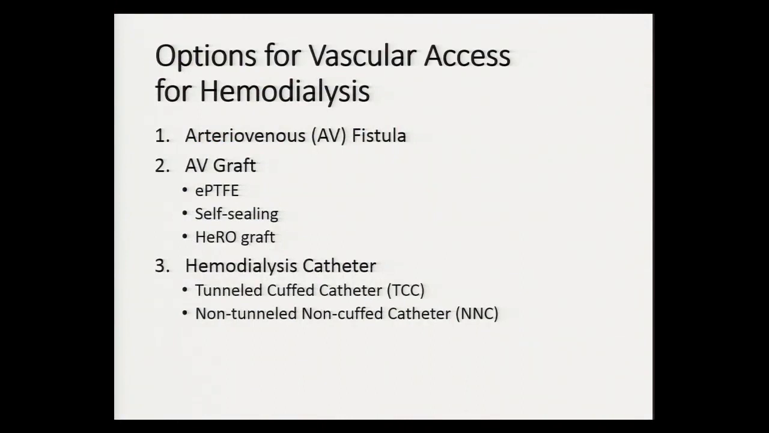There are self-sealing grafts that we don't see as much, but that can be used, and they allow for early cannulation of access after placement. And there are the HeRO grafts, which are used at the end of life of vascular access options. I'll show that towards the end. And then the hemodialysis catheter can be either a tunneled cuffed catheter, which patients can be discharged from the hospital with and use for a while, hopefully while their more permanent access is maturing. And then in the hospital setting or in the acute setting, sometimes we see non-tunneled, non-cuffed catheters.